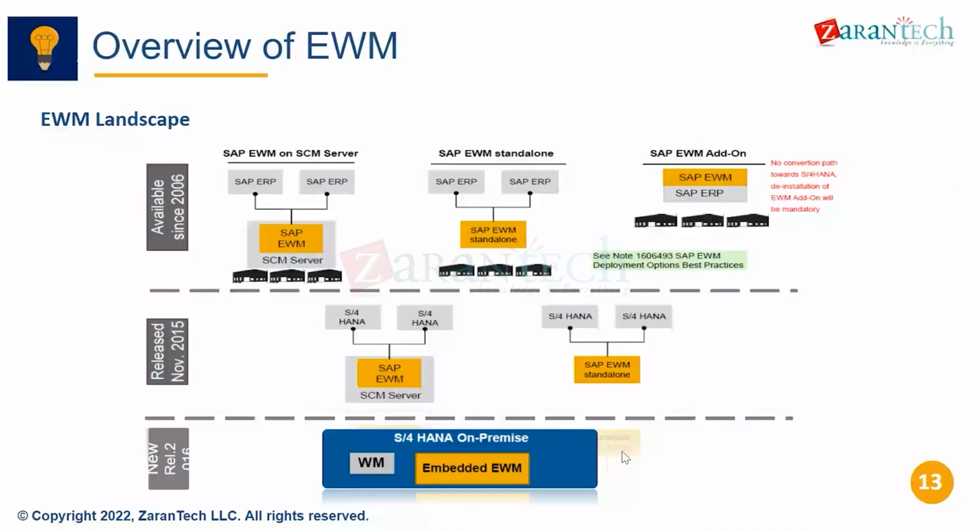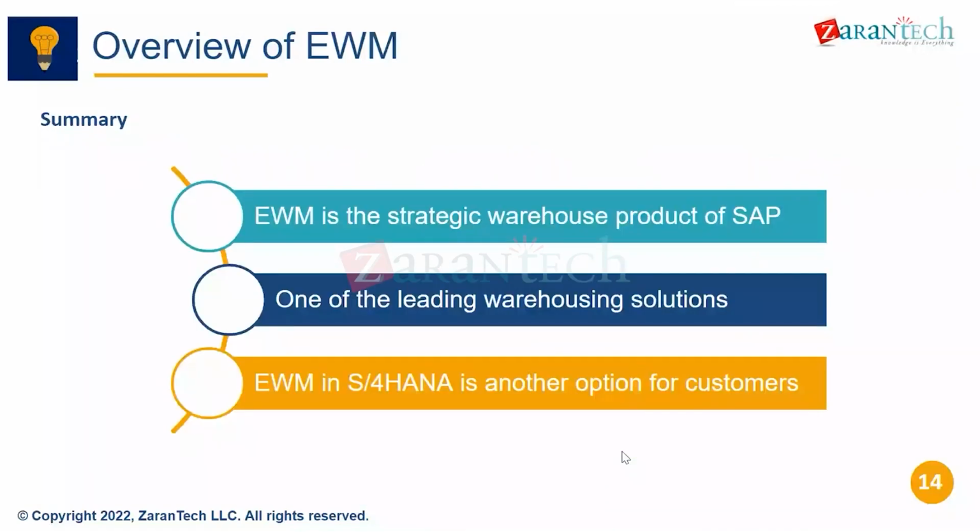Then, as I said in the summary, EWM is a very strategic product of SAP. Most of the leading warehouse solutions are using this product, and they are very much satisfied. SAP EWM has captured a very big market globally, and it is also one of the options for the customer in the S4HANA system to go with EWM. And if they are going to have S4HANA, in that case, some basic processes of EWM will not be required, right?